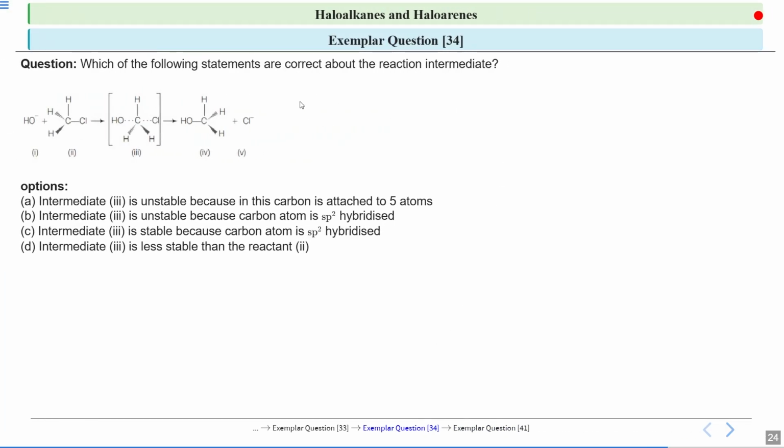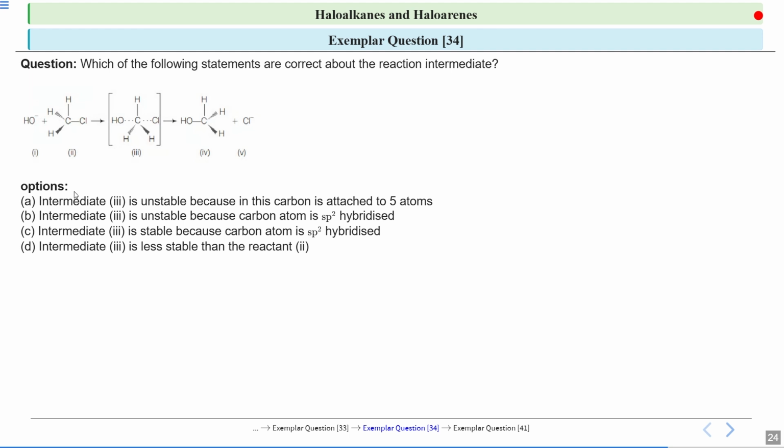The Exemplar question 34 asks which of the following statements are correct about the reaction intermediate. So again we have been given this similar reaction. The intermediate is also similar, your reactant is also similar, your nucleophile is your hydroxyl ion, the leaving group is chloride ion, and you are getting the product as methanol. You have to tell the correct statement regarding the intermediate.